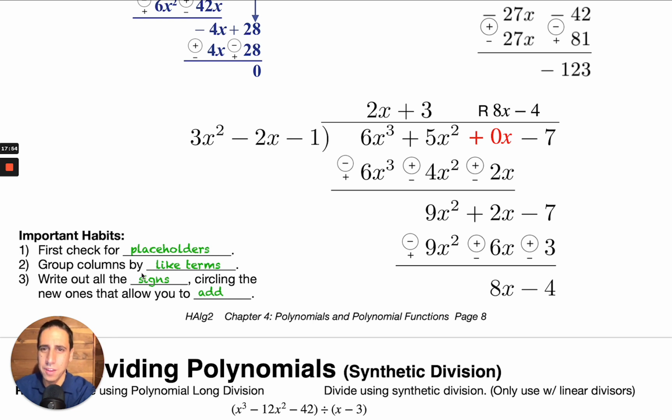Write out all the signs and circle the new ones that allow you to add. And so you can see that, as I've done here, it's just much more reliable to do the addition. So in order to do that, you've got to change all the signs, and you've got to make sure you keep track of which one is the old sign, which one is the new sign. So circle the ones that allow you to add.